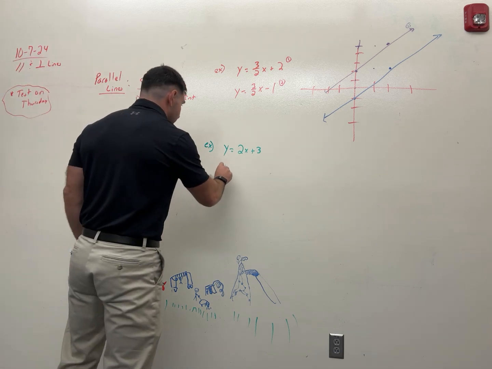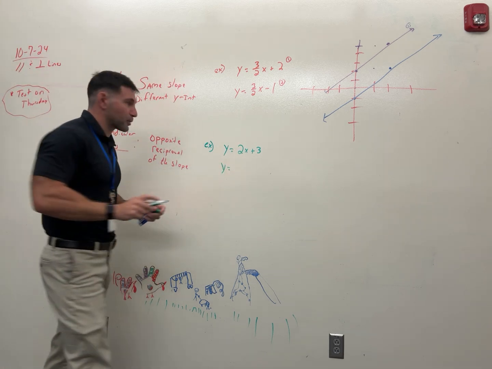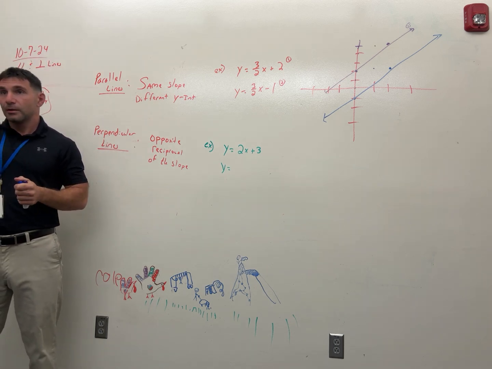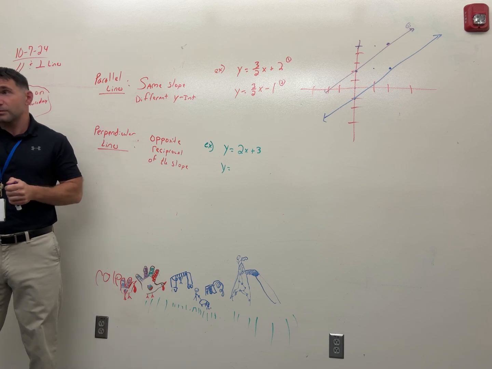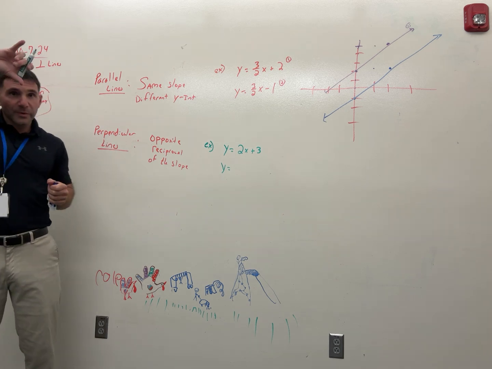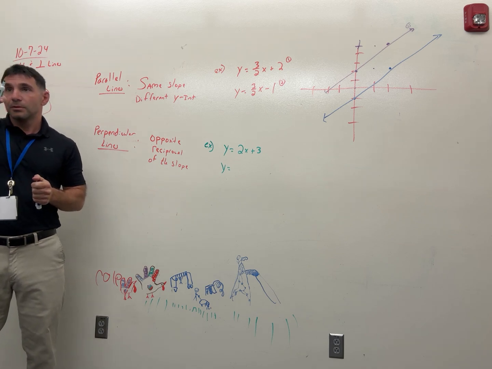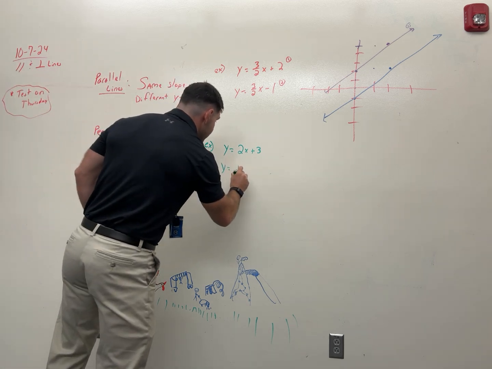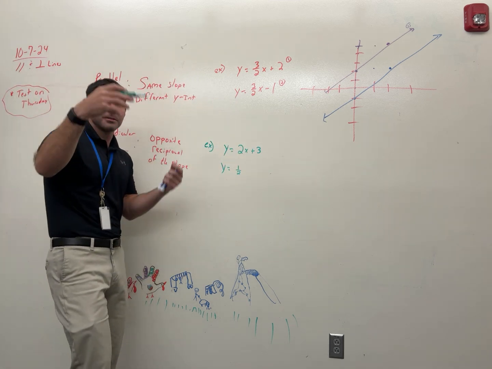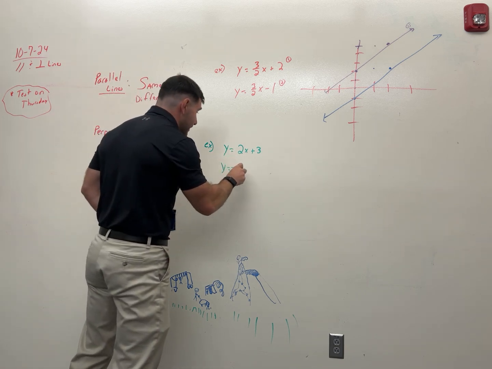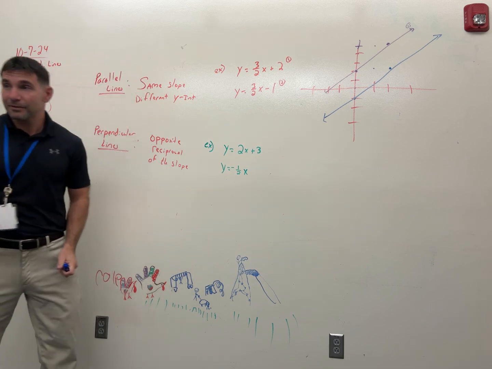Now, what's the reciprocal of 2? Not 1. Reciprocal means we flip that fraction. So what's the reciprocal? Did you get your haircut? Yep. Looks good. Yeah. What's the reciprocal of 2? Remember, -2, no, that's the opposite. 1/2. What is it? 1/2. Well, what's the opposite of 2? You said negative. So the opposite reciprocal is negative 1/2 x.